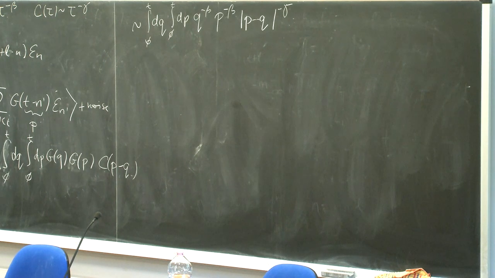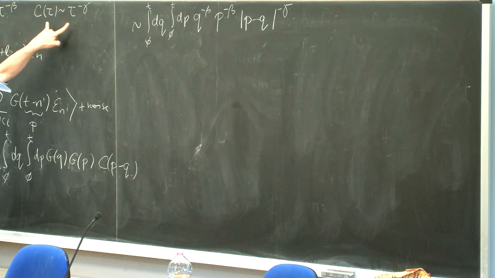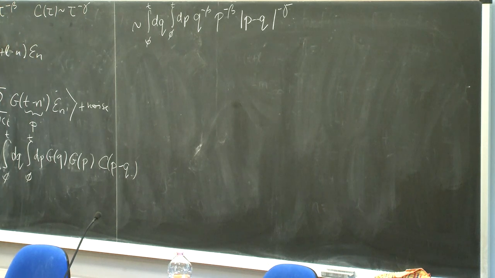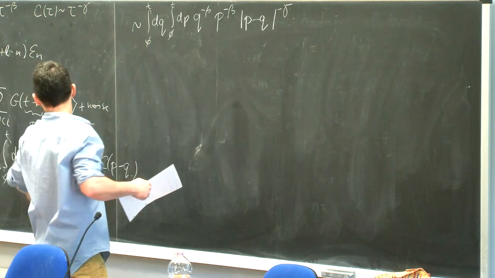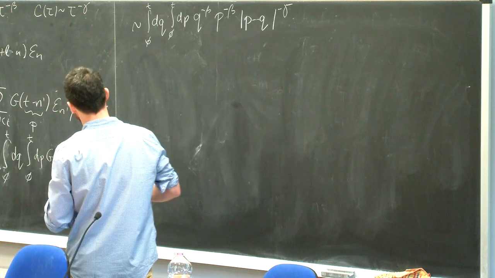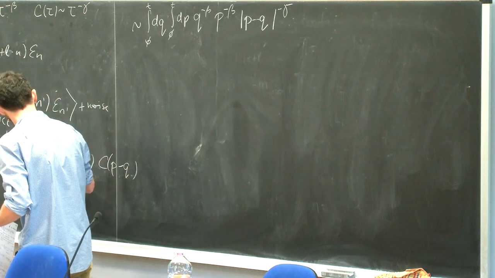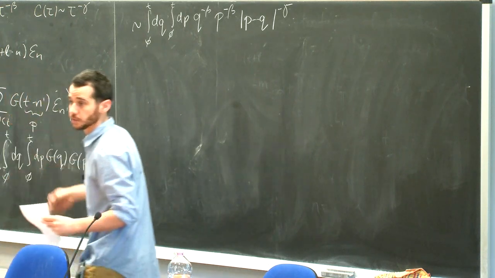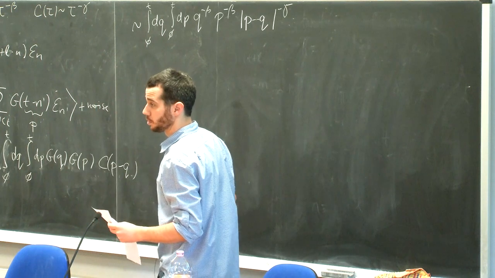I'm just being a bit vague. What do I do? This I knew from yesterday. This I know from today. I want to find beta. So, from this expression here, let's write up the dependence on P and Q.